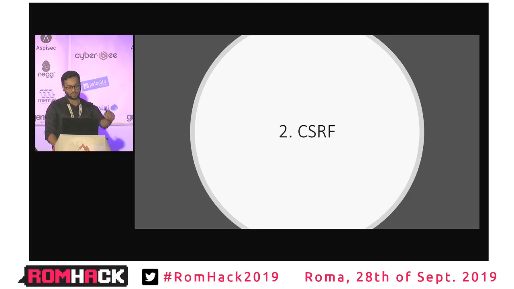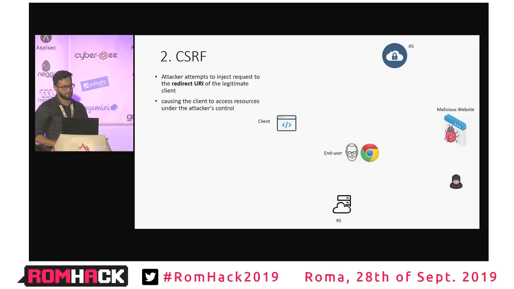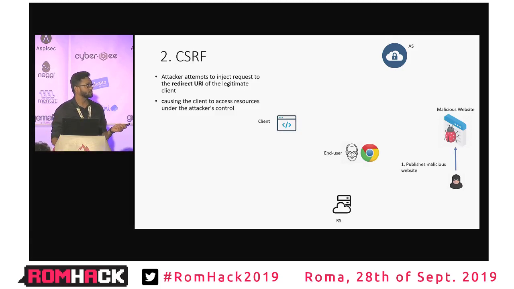So this brings us to the CSRF attack. CSRF attack happens on the client's redirect URI. And in this attack, the attacker tries to inject an authorization request at the redirect URI of the client. This can cause the client to access resources under the control of the attacker. So let's see how. Let's say that there's a malicious attacker, and we have all the other entities involved. He just publishes a malicious website and lures the end user or victim into going to the malicious website.